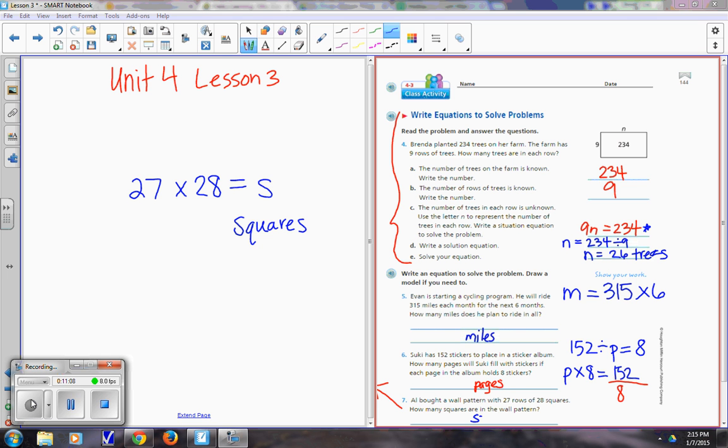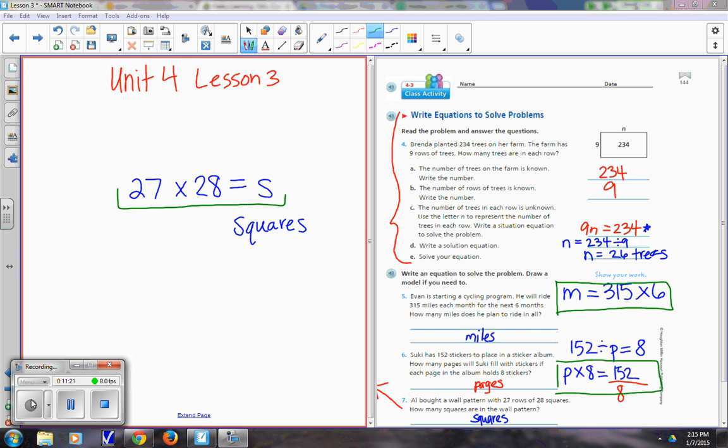I gave you the equations. Here's your situation equation for number 5. Here's your situation equation for number 6. And here's your situation equation for number 7. Hopefully you understand or are starting to get it. We'll do a couple more examples tomorrow in class in smaller groups.